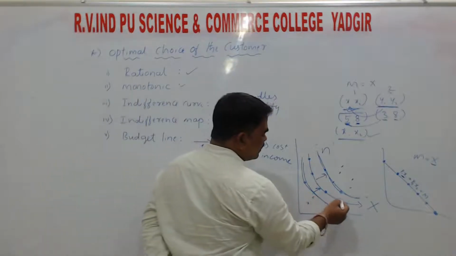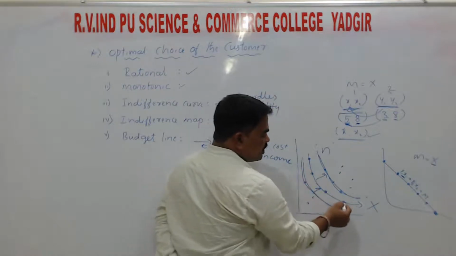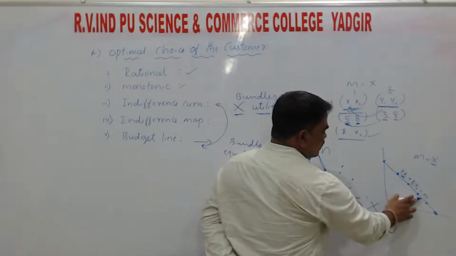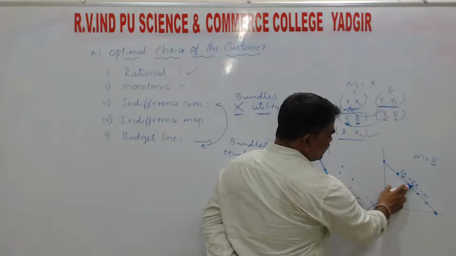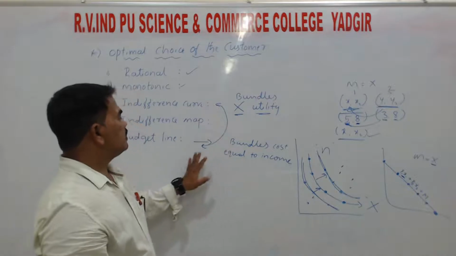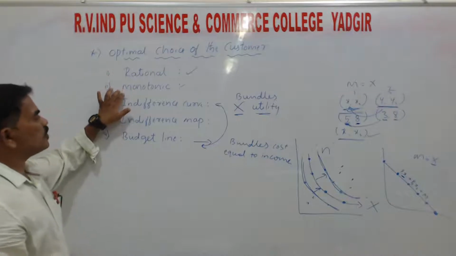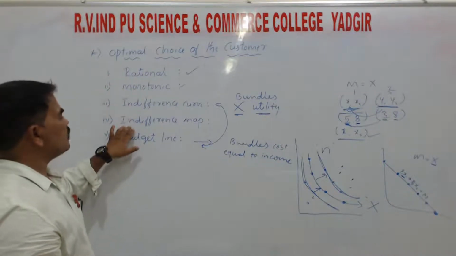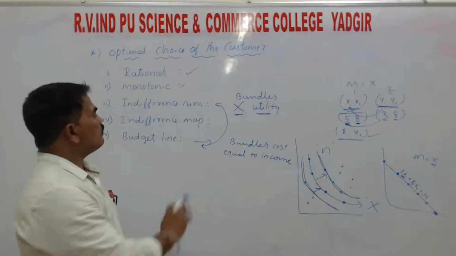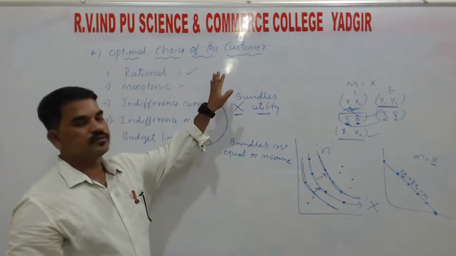But here you will get a bundle. Here also bundles are there. These bundles give him the same satisfaction level. But here, this bundle's cost is equal to his income level. So that we need to understand. Now we know who is a rational consumer, what are monotonic preferences, what is an indifference curve, what is an indifference map, and what is a budget line. Now that we know these things, we can understand the optimal choice of the consumer or customer.